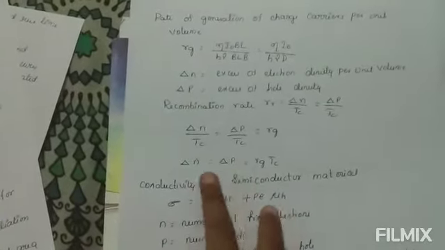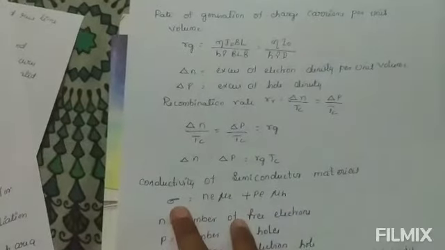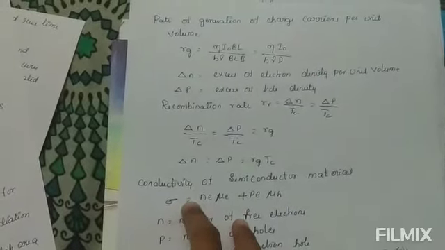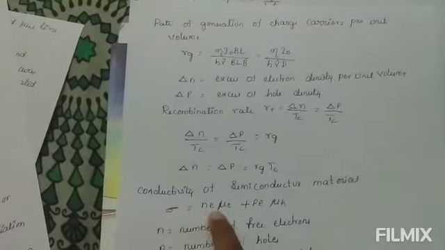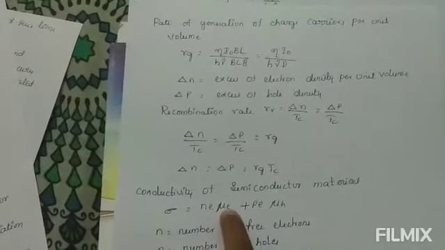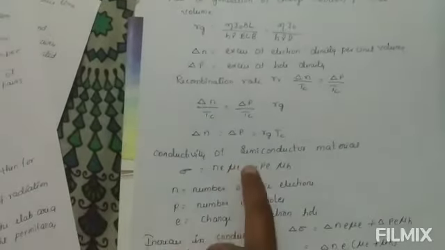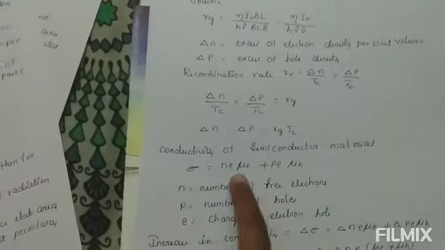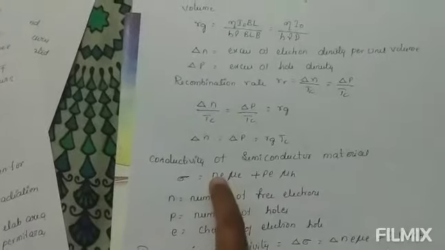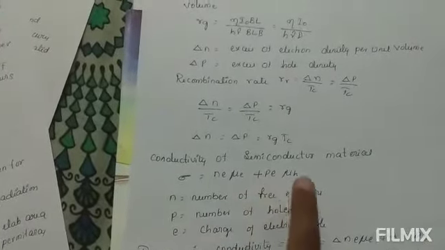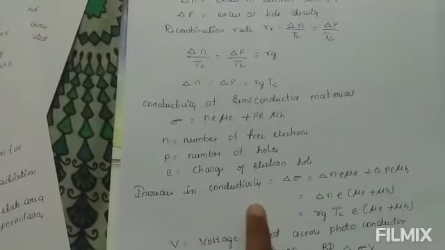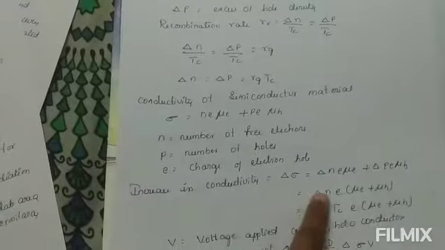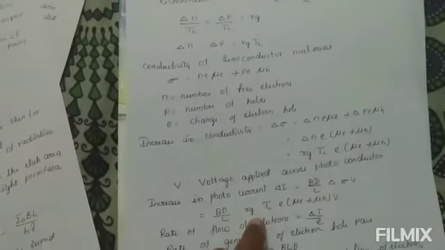If you substitute all the values, then we know that the conductivity of the semiconductor material, this is the new equation, is σ = Ne e μe + Pe e μh. The first term is for electrons and this is for the holes. Ne is the number of free electrons, Pe is the number of holes, and e will be the charge. So the increase in conductivity will be given by this equation across the photon.